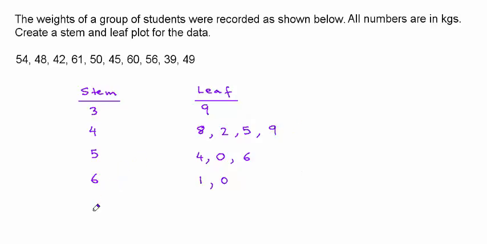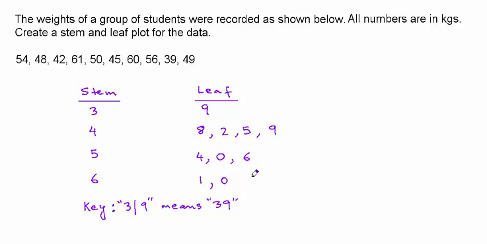So you want to add a key at the bottom. Key: 3|9 means 39. And you could actually include these two in inverted commas. So this is the complete stem and leaf plot for this set of data. But like I said, it's not ordered.